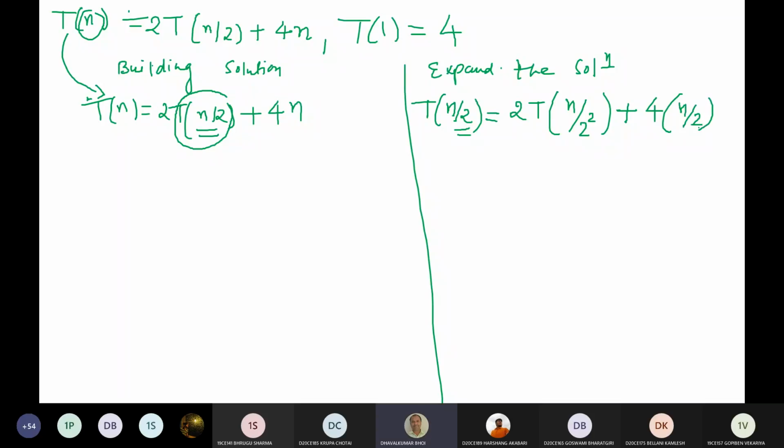Correct me if I am wrong. I have written T of n divided by 2 is equal to 2T of n divided by 2 square plus 4n divided by 2. Students, am I right or wrong? Is there any mistake?